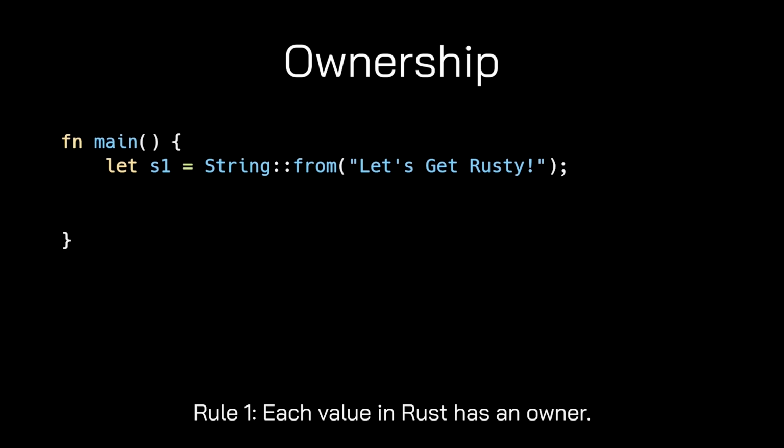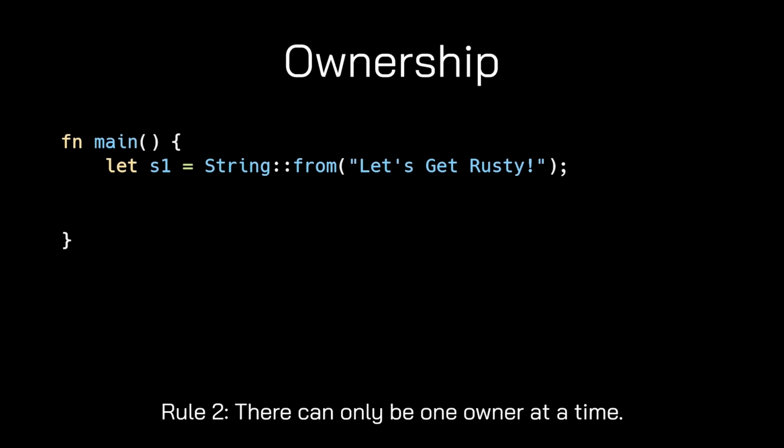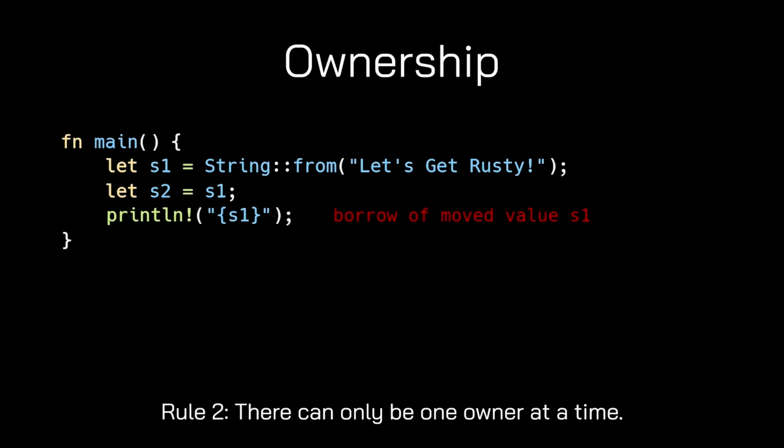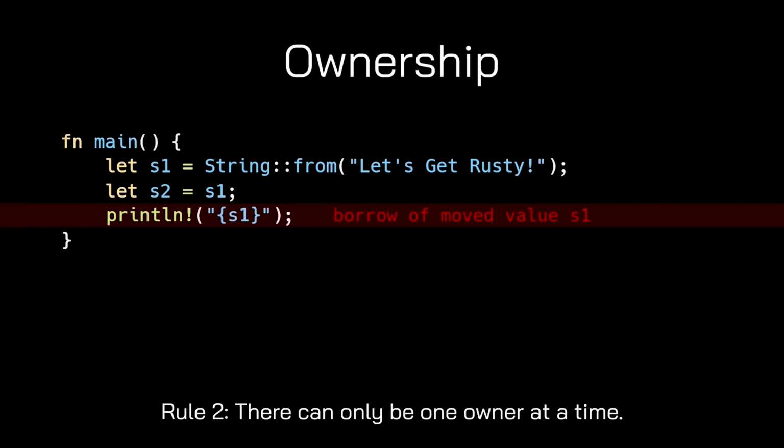Let's start with ownership. There are only 3 rules the compiler enforces. The first rule is that each value in Rust has an owner. In this case, the value is a heap allocated string, and its owner is the s1 variable. The second rule is that there can only be one owner at a time. So what happens when we create another variable and set it equal to s1? If we tried to print s1, we would get a compile time error stating borrow of moved value s1.